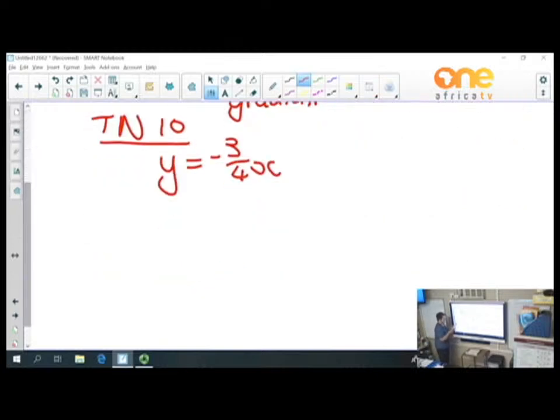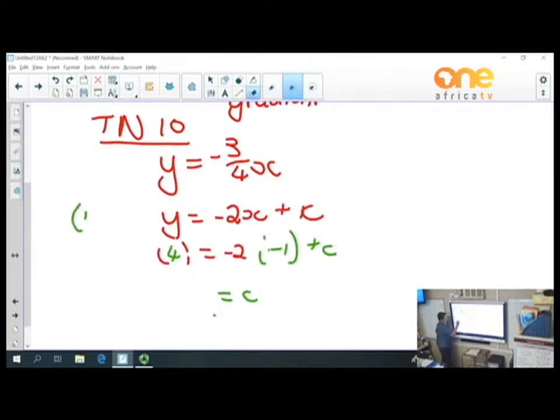Right, the second one there, you see the gradient is negative 2. So that one is 4 and this one is negative 1. So then this is the negative 8 plus 8, which will make it 7. So the equation is y equals negative 2x plus 7.